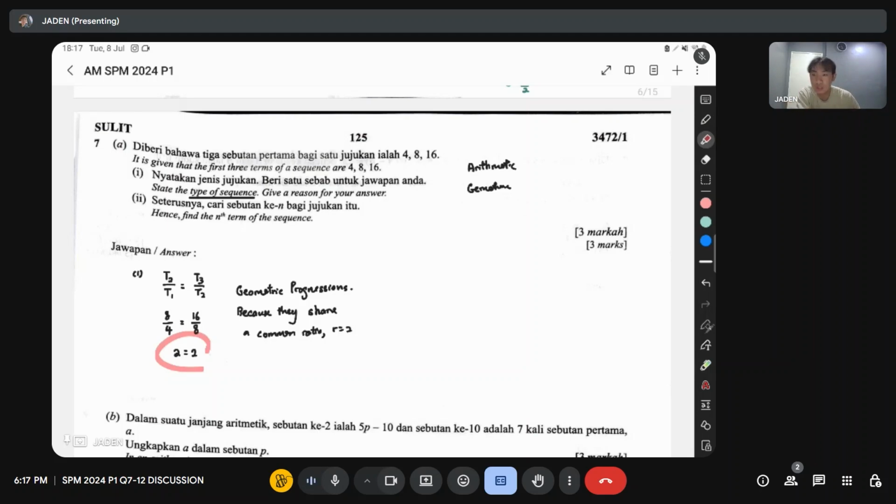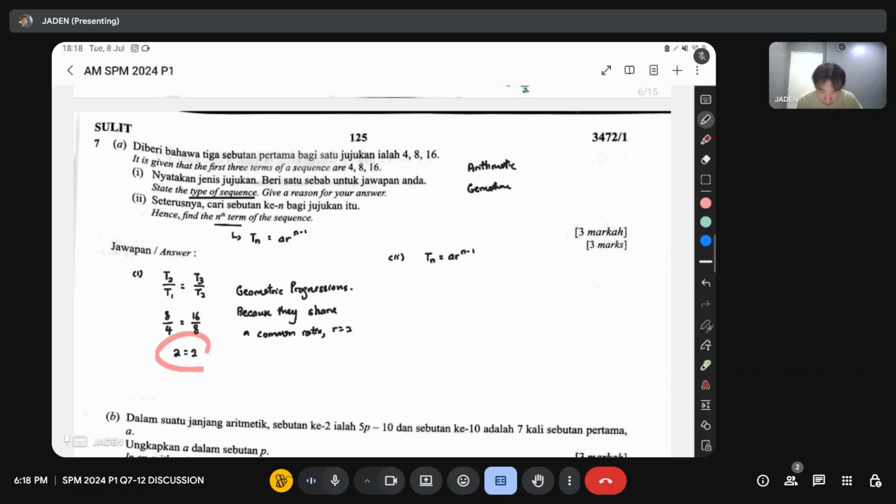Okay, now let's move on to 7a2. It says, hence find the nth term of the sequence. Now, nth term of the sequence means Tn. In geometric progression, you learned before there's one formula that correlates to the nth term. It is ar power n minus 1. You learned this in geometry. So over here, let's start with Tn equal to ar power n minus 1. This is the very first step.